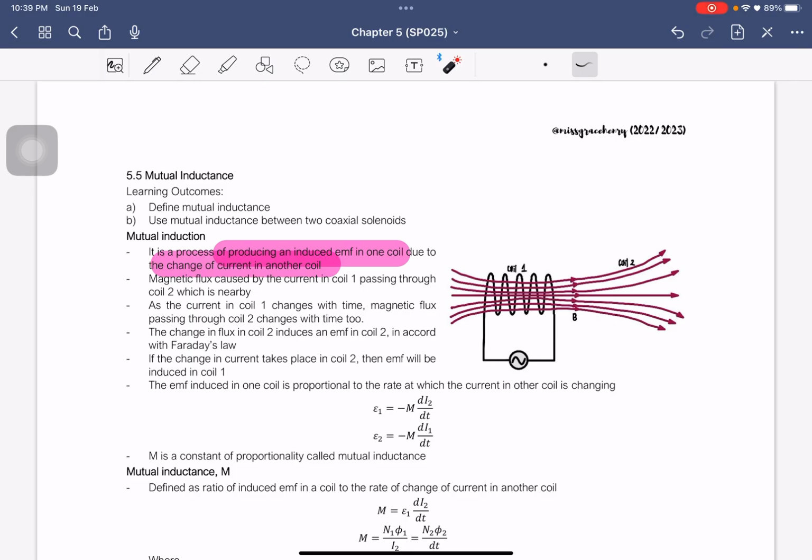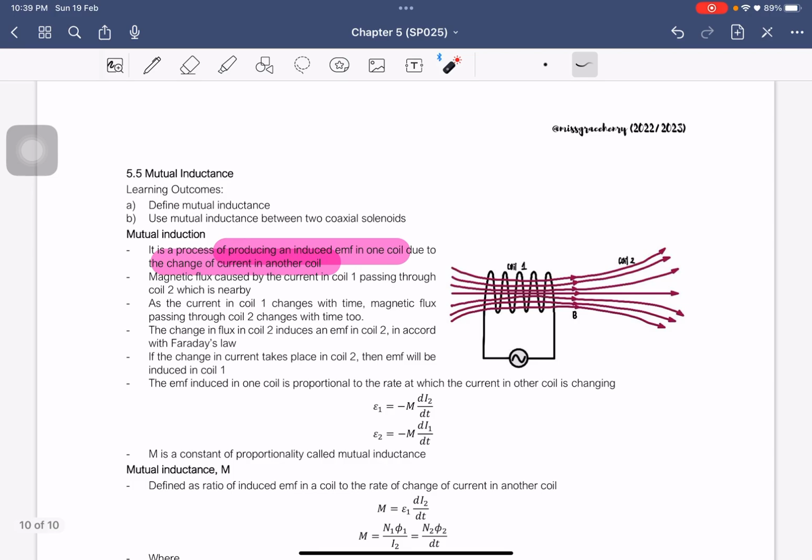Okay, I think there is a mistake, but let me just double check. All right, mutual inductance. The changes in flux inducing. Okay, it is correct. Right, so if the change in current takes place in coil 2, EMF will be induced in coil 1.